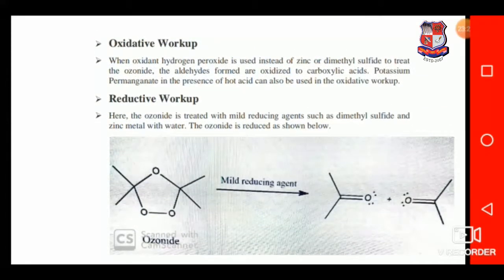Oxidative workup. When the oxidant hydrogen peroxide is used instead of zinc or dimethyl sulfide to treat the ozonide, the aldehydes formed are oxidized to carboxylic acids. Potassium permanganate in the presence of hot acid can also be used in the oxidative workup.